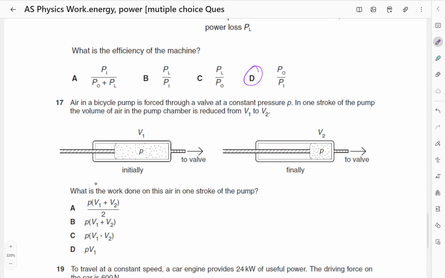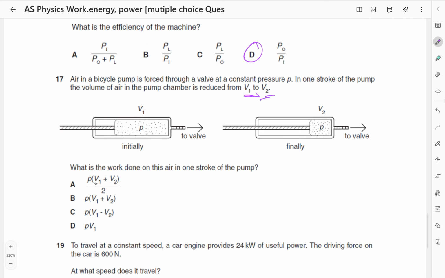Air in a bicycle pump is forced through a valve at a constant pressure P. In one stroke of the pump, the volume of air in the pump chamber is reduced from V1 to V2. So the change in volume is going to be V1 minus V2.